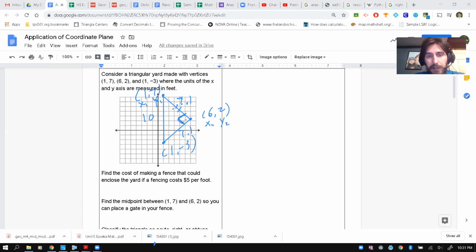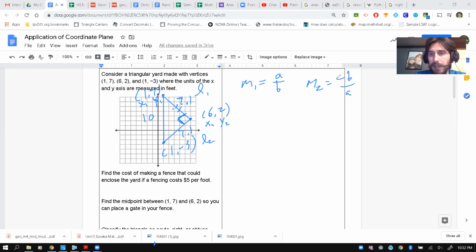And if that is a right angle, then these two lines would be perpendicular, which means that if this line here, let's call it L1, has a slope of a over b, then this line, let's call it L2, would have to have a slope of negative b over a.